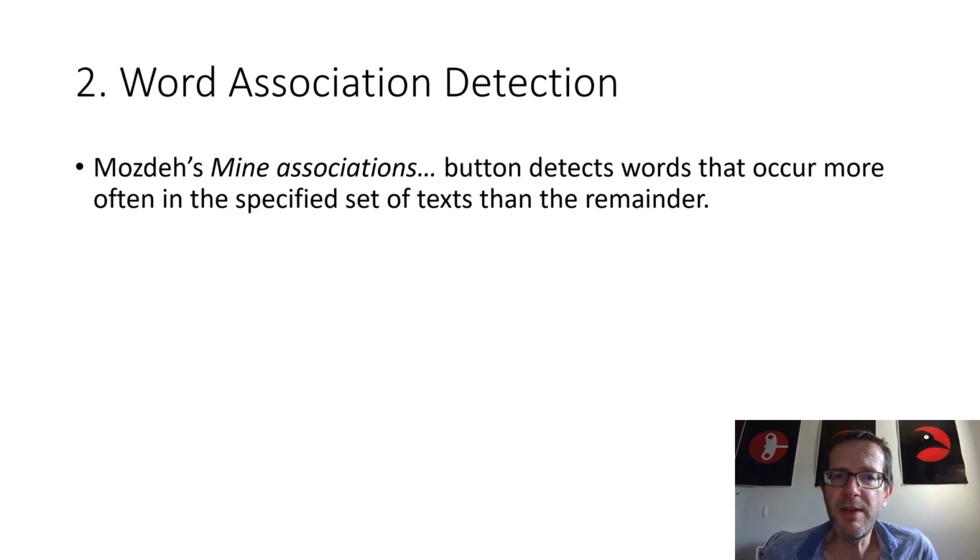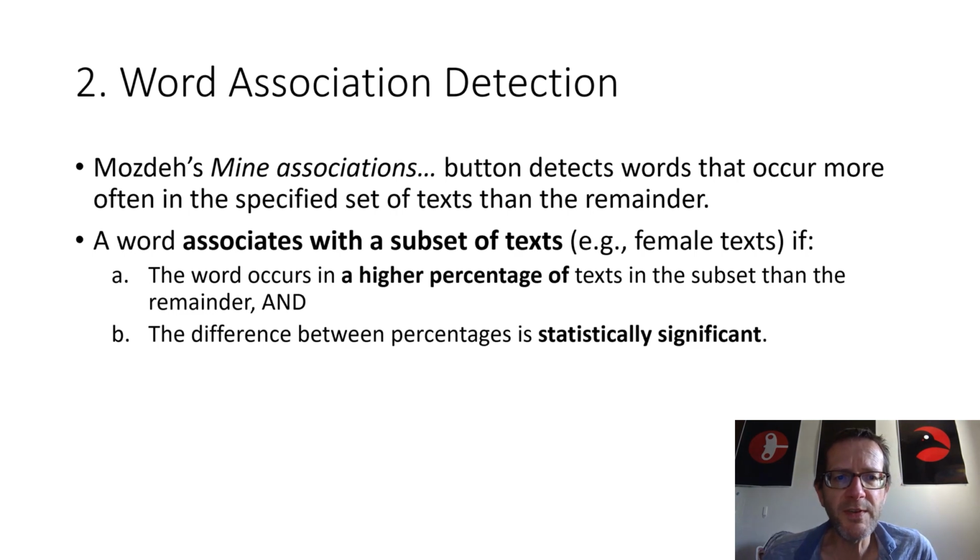So how does that happen in Mojday? Step 2 is detecting the words. Mojday has two buttons that do this job, word association detection. The mine associations button detects words that occur more often in a specified set of text than in the remaining texts. So what does that mean?